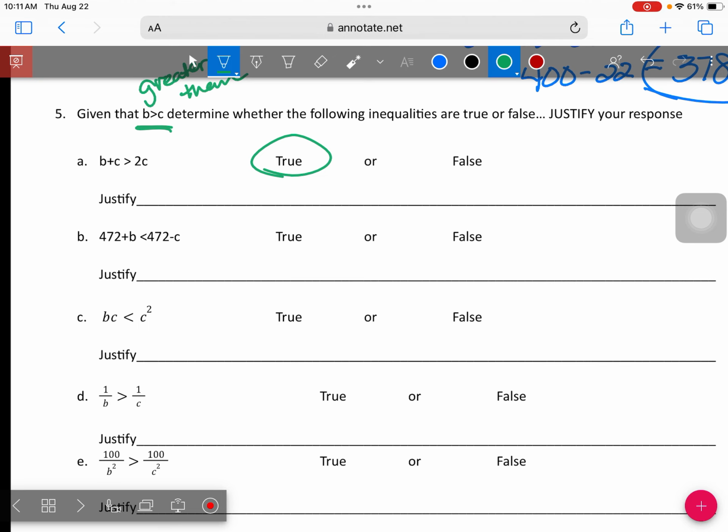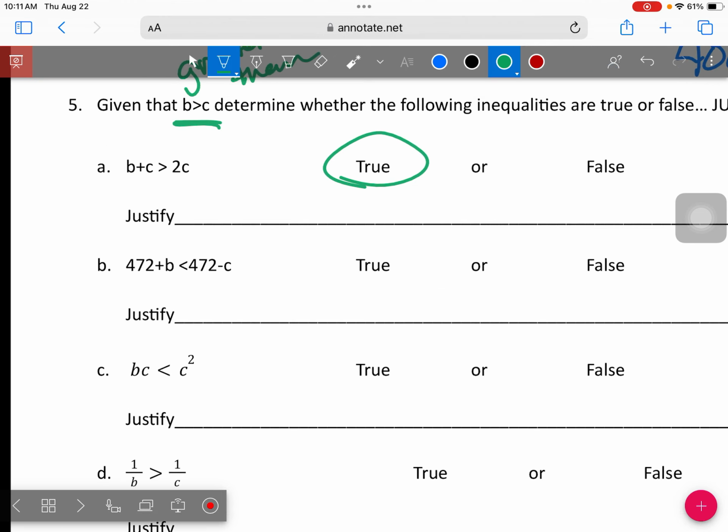Shelton? Yeah, subtract C. If I subtract C, C goes away on the left. I get B is greater than 2C minus 1C is C. So subtract C from both sides. B is greater than C. That is given. So it is true.